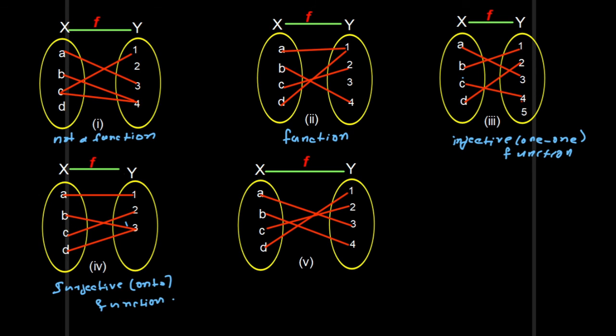Okay, and the last one, the fifth one: distinct elements of x have distinct images. The image of a is 3, image of b is 4, image of c is 2, image of d is 1. So this is a one-one or injective function, and every element of y has a pre-image in x also. So this is a one-one function and also an onto function, both one-one and onto. So this one is a bijective function. Okay.